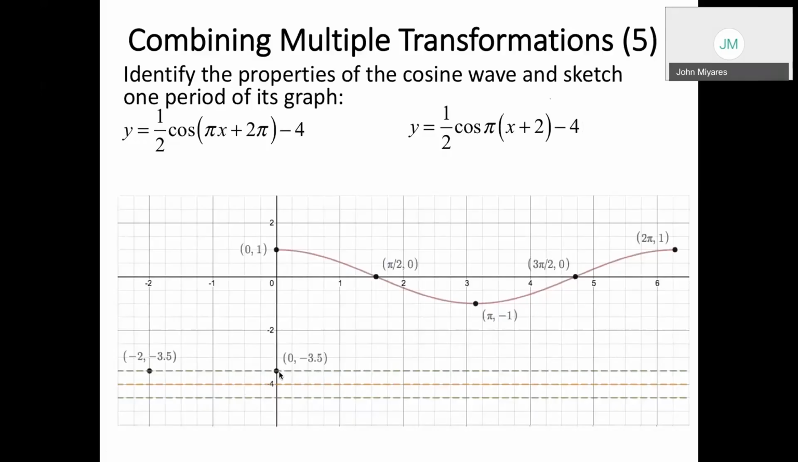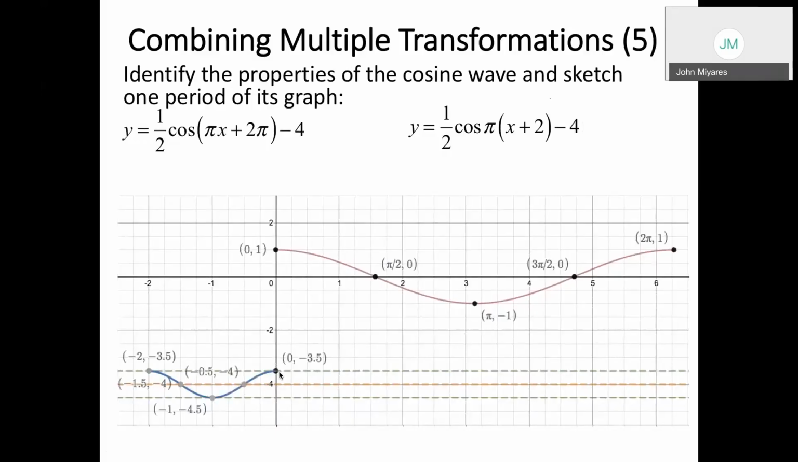Finally, let's draw in our basic shape and label the key points based on the inherent symmetry within the graph. The trough of the wave is normally halfway between the endpoints, so that's going to be here at (-1, -4.5). The points where the graph crosses the axis of equilibrium are going to be (-1.5, -4) and (-1/2, -4).